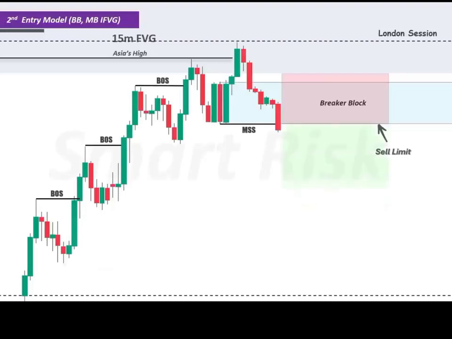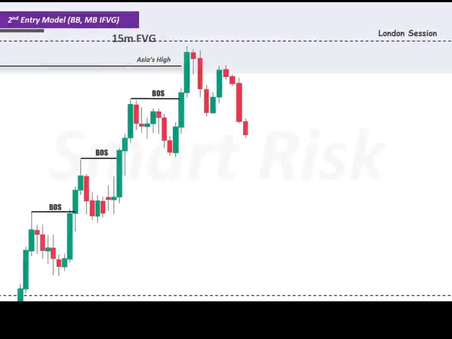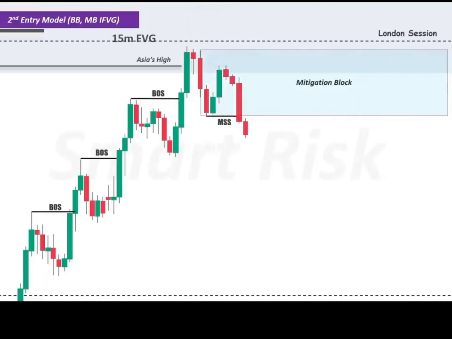Now, keep in mind, this is different from a mitigation block because with a mitigation block, we look for a lower high, not a higher high. So, for a valid bearish mitigation block, the price must first create a swing high, then a swing low, followed by a lower high. After that, we need to see a strong bearish displacement that breaks below the previous swing low. In this case, the mitigation zone becomes the last down close candle, or series of down close candles, formed between the first swing high and the swing low.